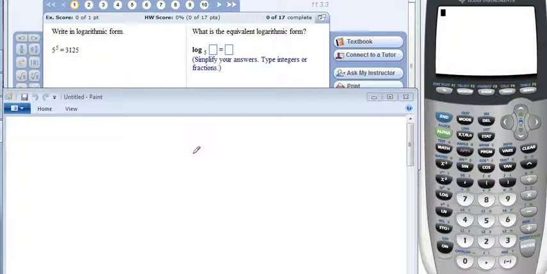Okay, so what is a log? Well, a log is an inverse of an exponential. So what does that mean? Okay, well, what's an inverse? First of all, we skipped the inverse section on this, but you already know what inverses are.